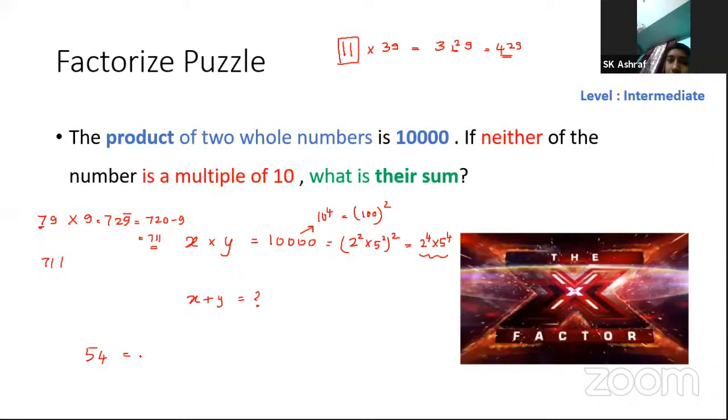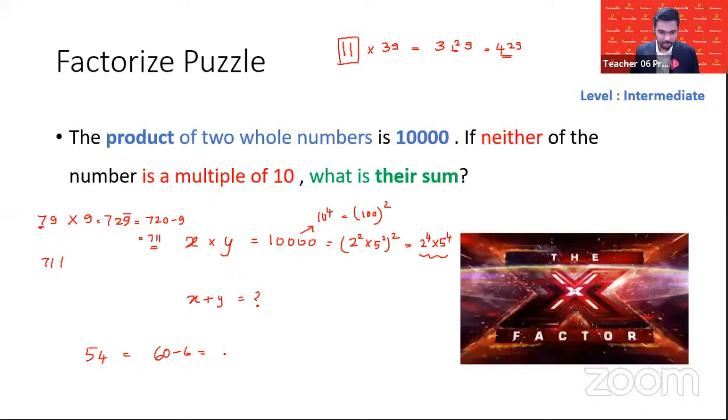Give me what is 54. Can you write it as a product of two numbers? 54 is what? Okay, can I write it as 60 minus 6? Yes, sir, 60 minus 6. Okay.